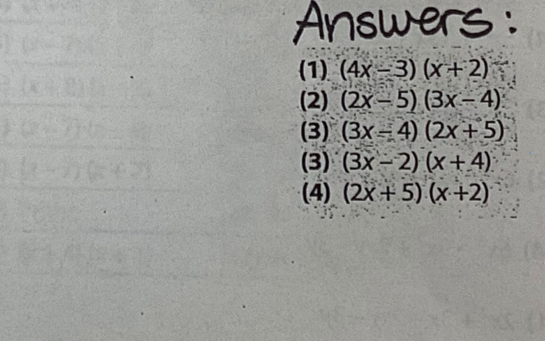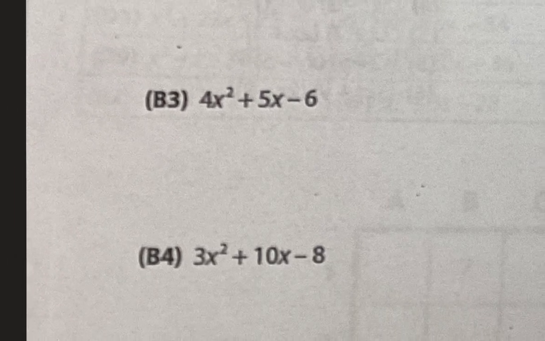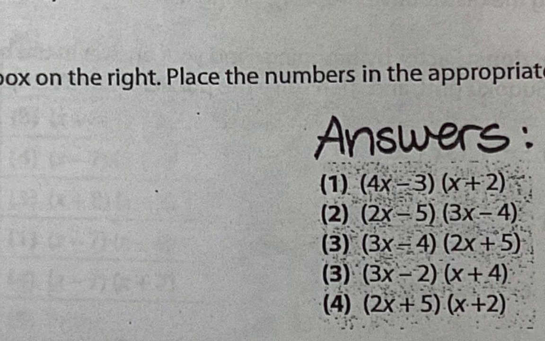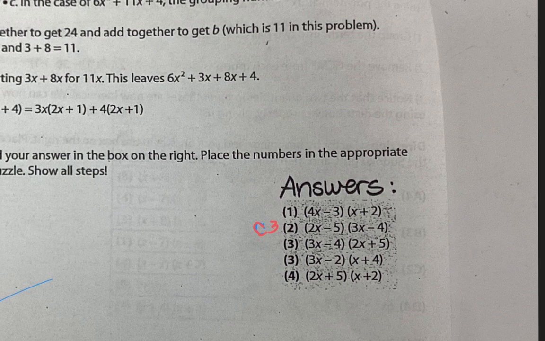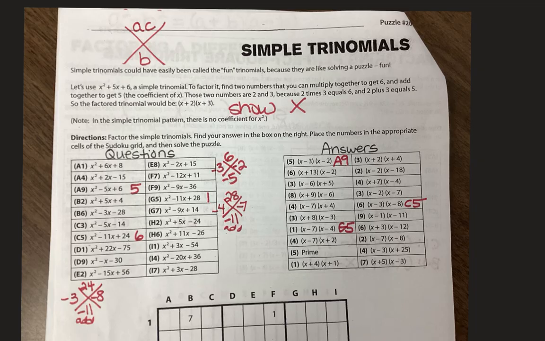So there's our answer, 2x minus 5, 3x minus 4. So for number 2, that's going to be C3. So we can write C3. All right. Hopefully that made a little bit of sense. If I confuse you on this problem, just ask me on Friday or whenever you see me, and we'll revisit it.